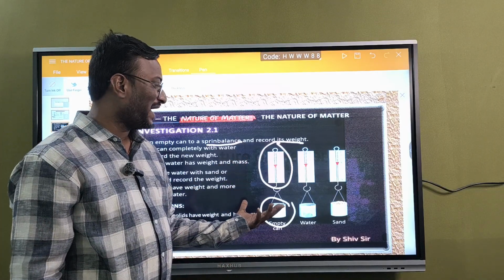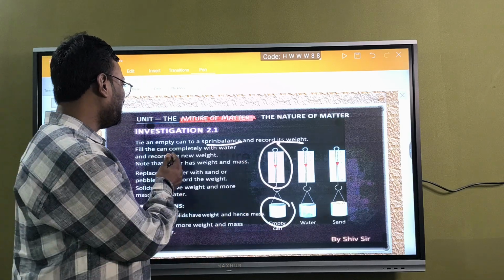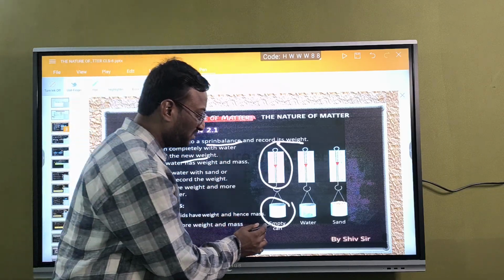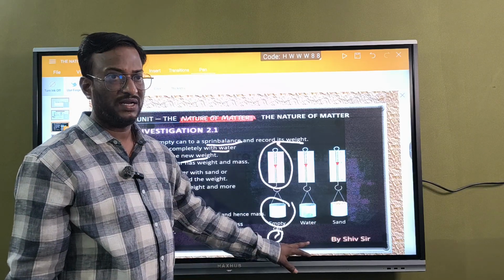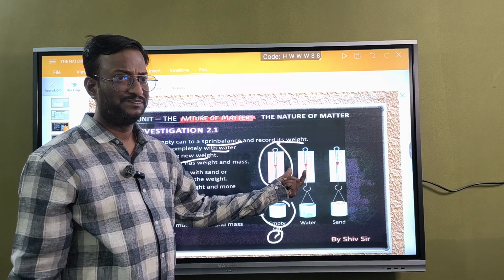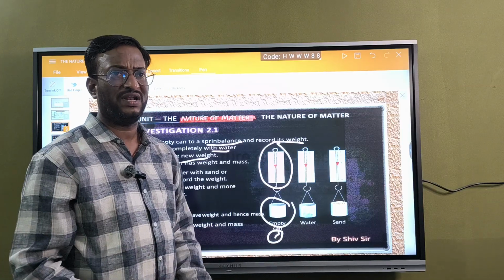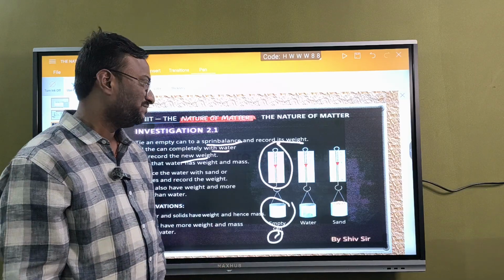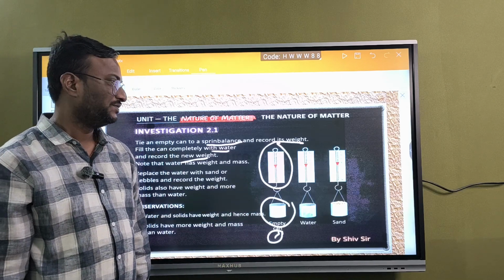You weigh the empty can. Then what you have to do? Fill the empty can completely with water and record the second weight. The first weight is the empty can weight. Then fill completely with water and again weigh it through the spring balance. It will show you some reading. Or else, if you have a digital weighing machine, you can put the empty can there, and the second time fill it with water.